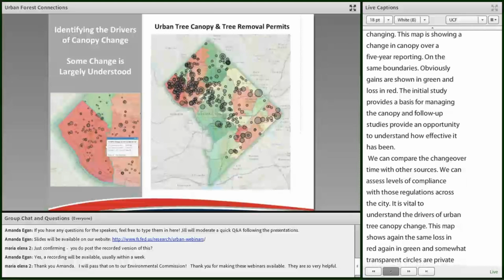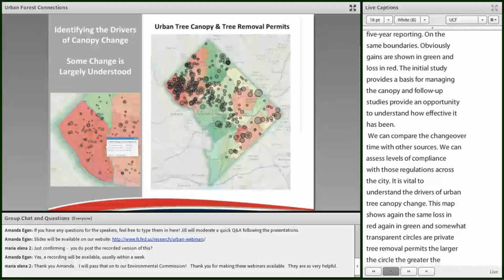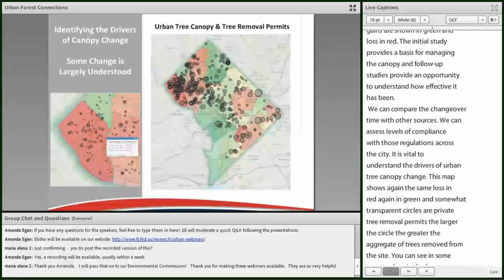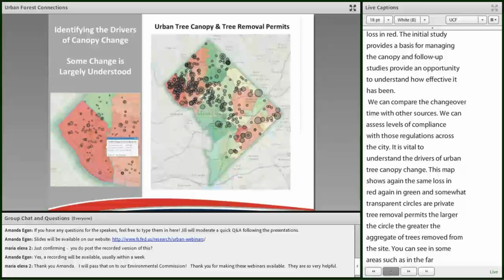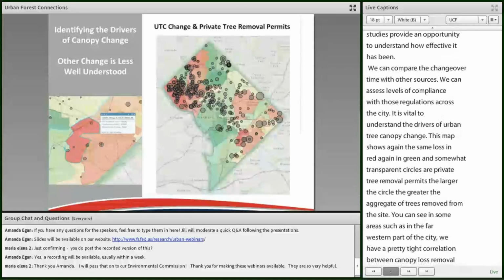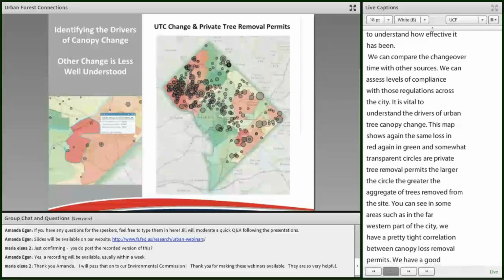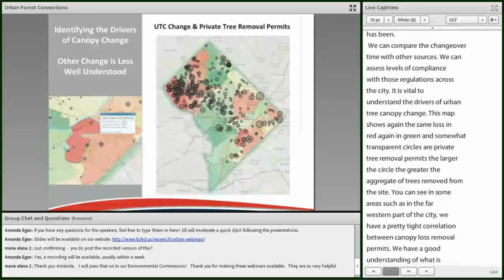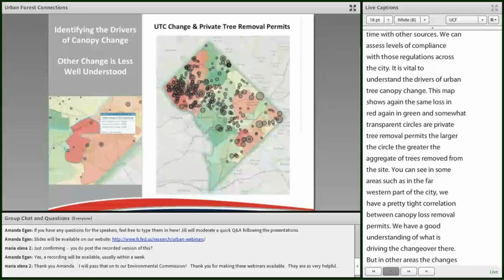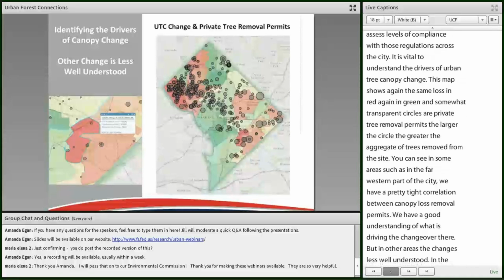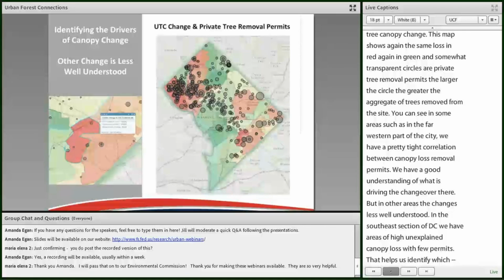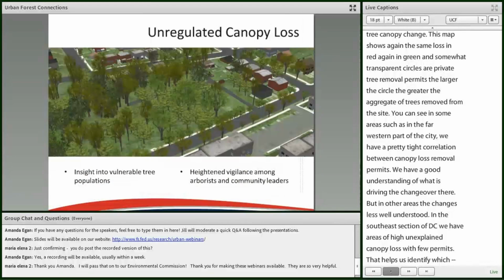And you can see that in some areas, such as in the far western part of the city, we have a really tight correlation between canopy loss and removal permits. So we have a good understanding of what's driving the change over there. But in other areas of the city, the change is less well understood. So in, say, the southeast section of DC, we have areas of high unexplained canopy loss with few permits. And that helps us identify areas that require additional outreach, greater vigilance among our arborists, and from time to time, enforcement.